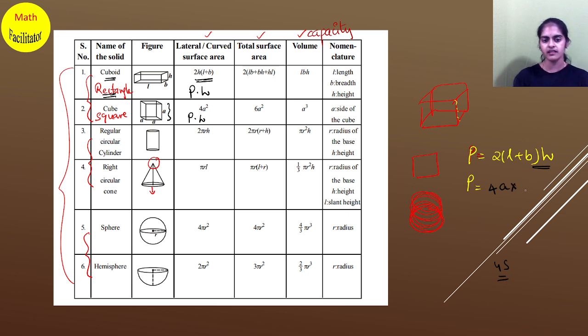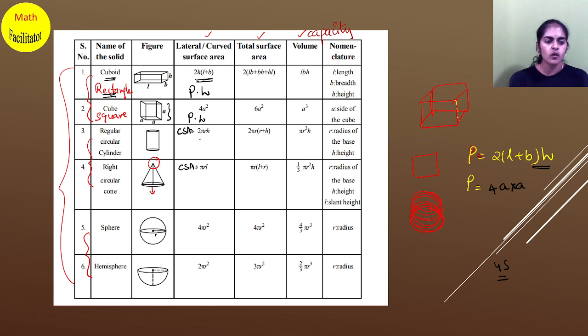Height is also a. So you will get a square. Now if you want to find the lateral surface area of a cylinder, only this curved surface area. So for a cylinder, we call this the lateral surface area, or you can also call it the curved surface area. For a cylinder and cone, we call it the curved surface area also. Why? Because it is curved in shape.